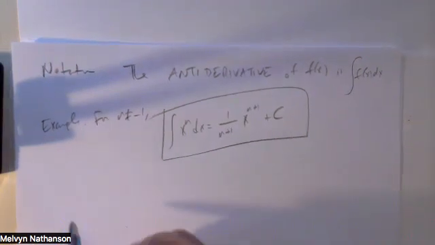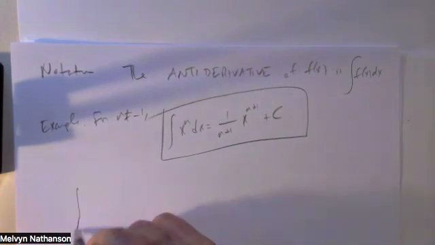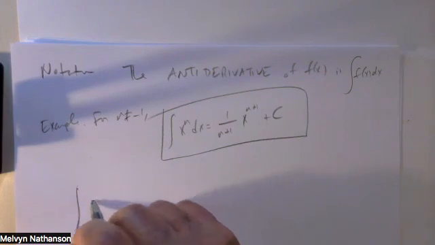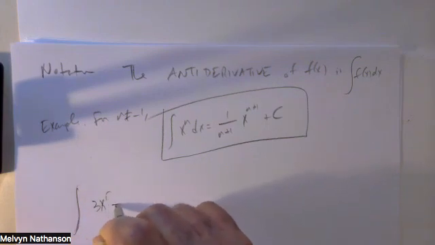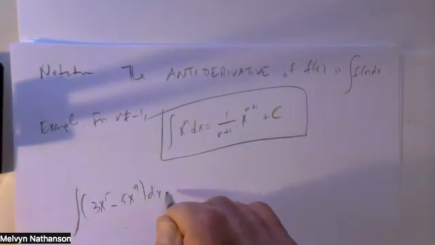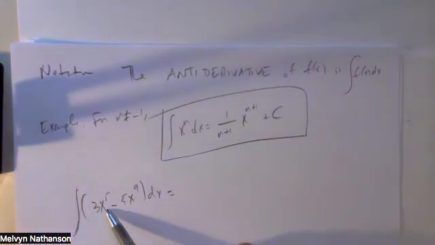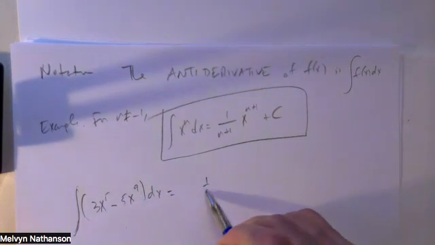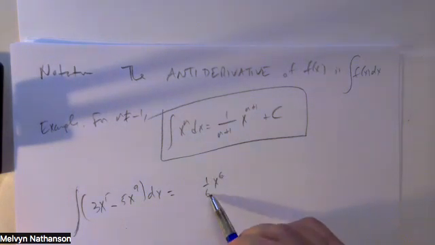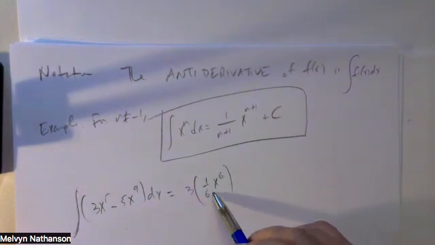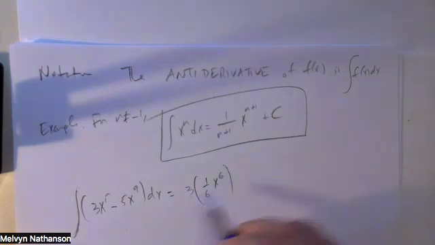Some we can just do by trial and error. Suppose we want to find the integral or the antiderivative of the function 3x to the 5th minus 5x to the 9th. So an antiderivative of x to the 5th would be 1/6 x to the 6th. If you differentiate this, the 6's cancel, you get x to the 5th. And if you multiply that by 3, when you differentiate this, you'll get 3x to the 5th.